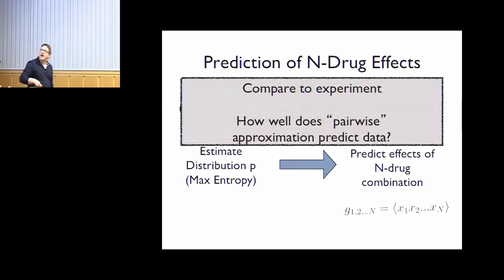And the question then is, how well does this pairwise approximation predict the data? If it does a really good job, that suggests that higher order interactions are small. If it does a poor job, that suggests that higher order interactions are potentially really important.